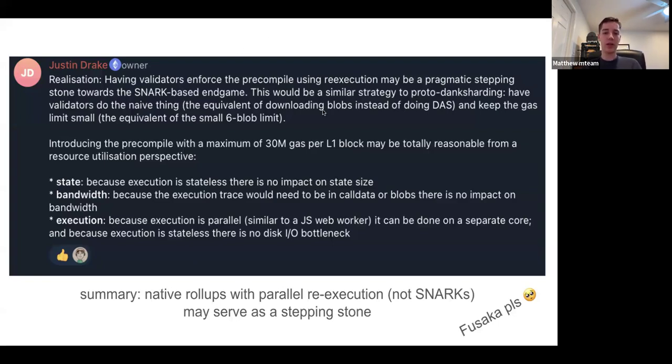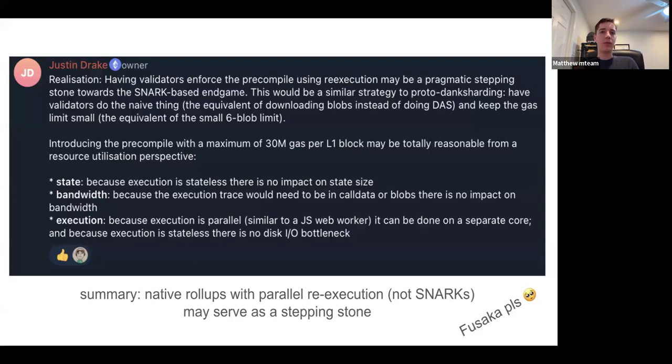The first is that the impact on validators in terms of hardware requirements or bandwidth requirements is pretty minimal. You just need to think about an additional thread of execution. Other than that, state and bandwidth stay roughly the same. I think it's really powerful.